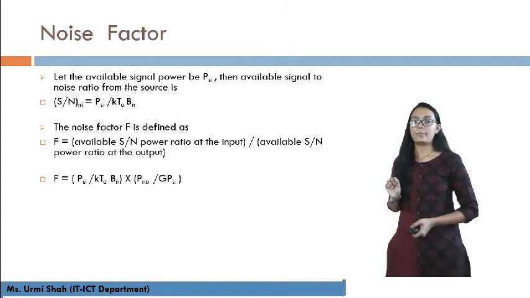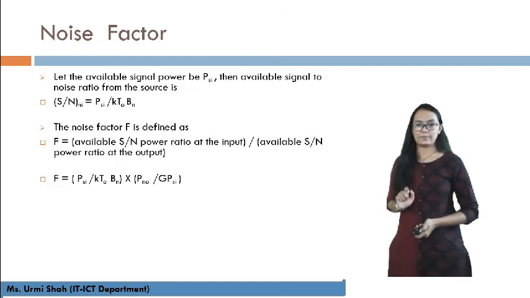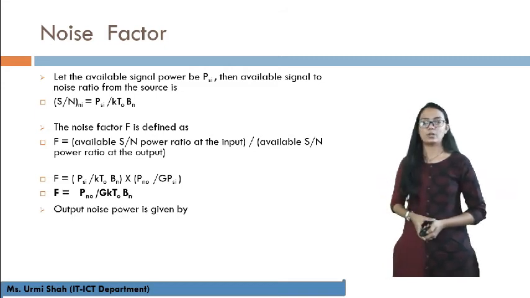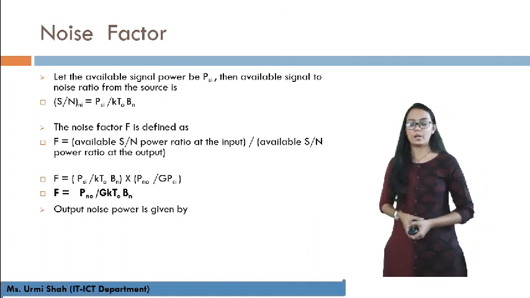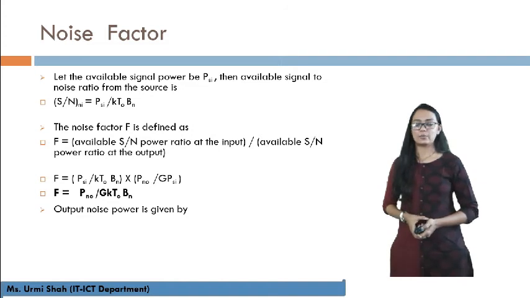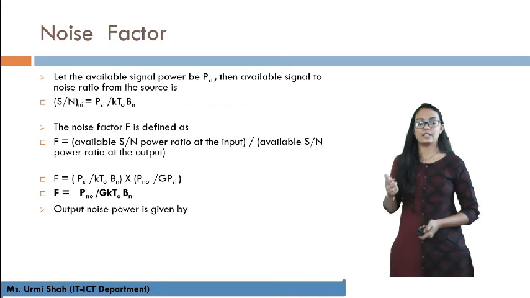Basically G is your power gain, overall power gain. So that's why your output power will be G into your input power. G is your power gain. So the overall formula for noise factor will be PNO upon G K T0 Bn. So this is the formulation if you want to calculate noise factor for any communication channel.